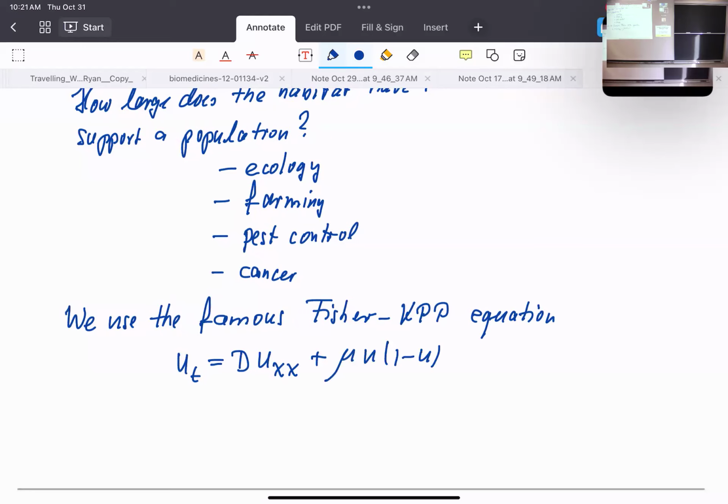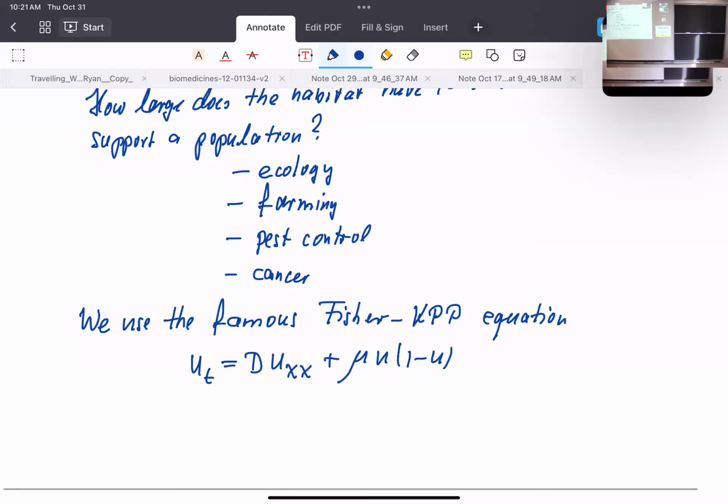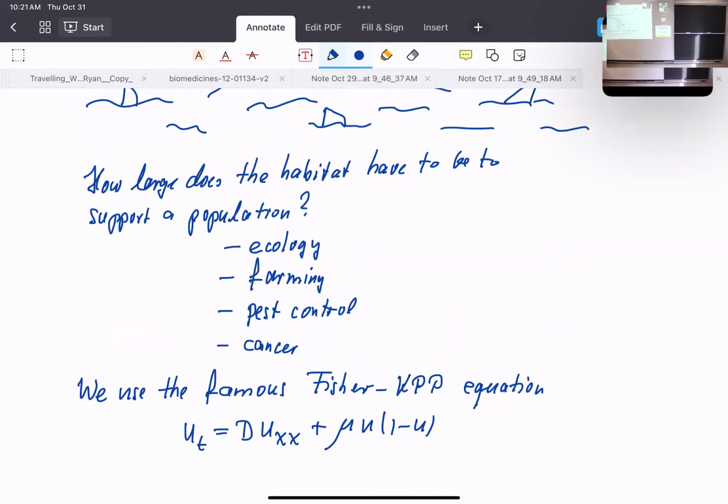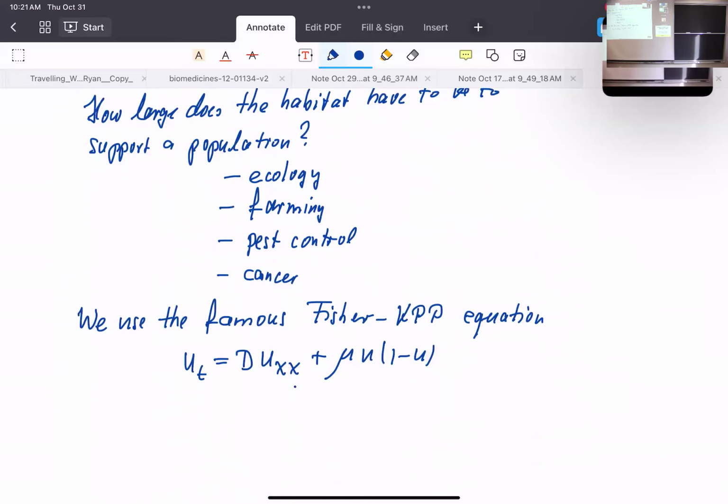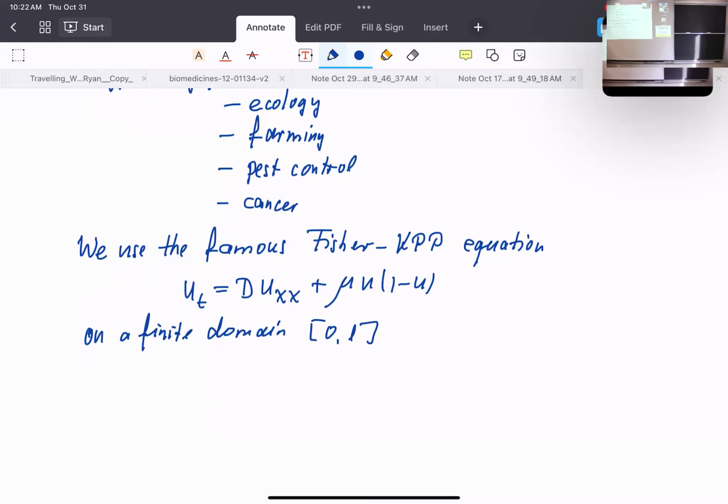mu u (1 minus u). Let's compare this back to our more general equation, which I just had earlier. Here I had the Laplacian and an f. The Laplacian in one dimension is just the second derivative. And for f, who knows what this f is? A logistic, right? That's a logistic equation, and we have seen this in the modeling before. So again, a very natural choice. And then we do this on a finite domain, which is maybe just an interval from 0 to L.